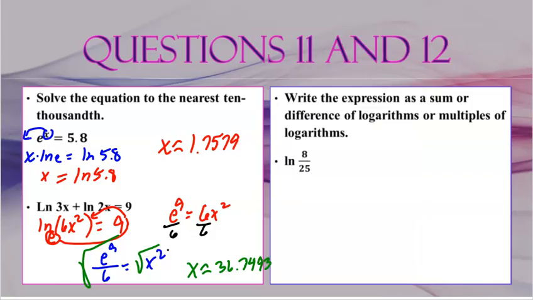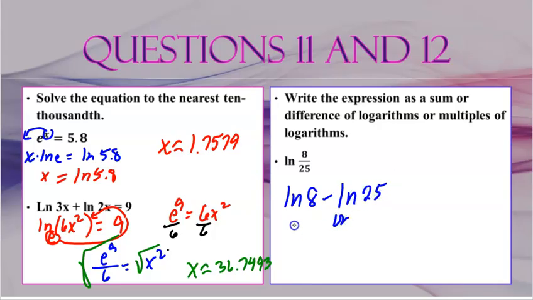Next, question 12, write the expression as a sum or difference of logarithms or multiples of logarithms. So it's really just asking us to expand this. It's written as a division, so I can write it as a subtraction problem expanded. So this would be the natural log of 8 minus the natural log of 25.